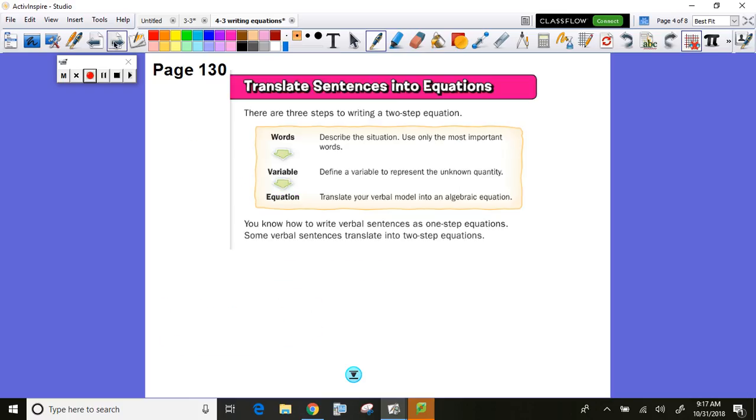So now what I want to do is turn in your book to page 130. Again, we'll write those notes down tomorrow. There are 3 steps to writing a 2-step equation. First of all, we always read the situation. Describe the situation, use the most important words. Define a variable. This is where you're going to say let x equal whatever. And then translate your verbal into the equation.